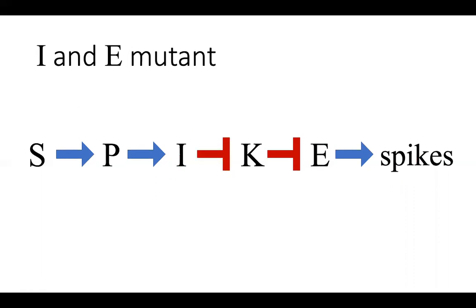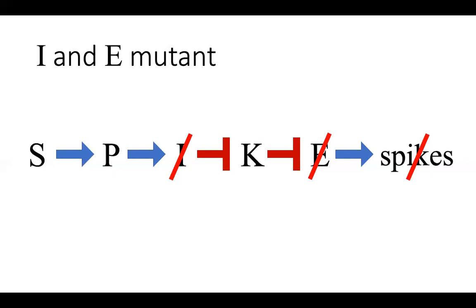What if we mutate two genes, I and E? Without even considering the mutation of I, which we already discussed will lead to no formation of spikes, we know that no spikes will form because E is inactive. E directly activates spike formation, and without it, no spikes will form.